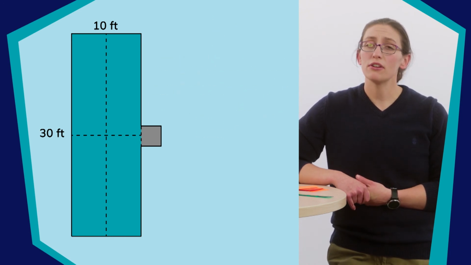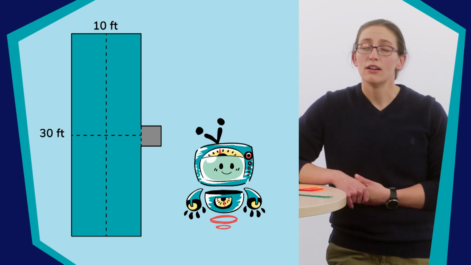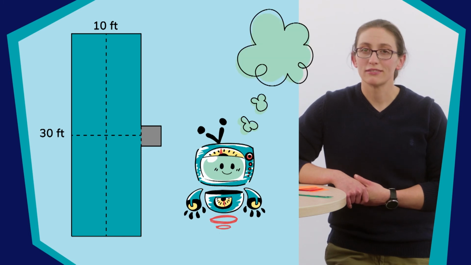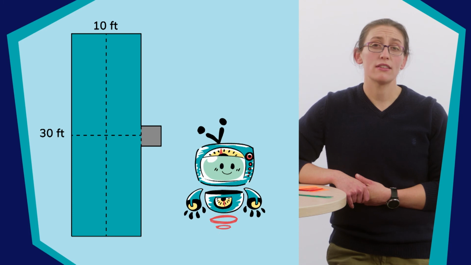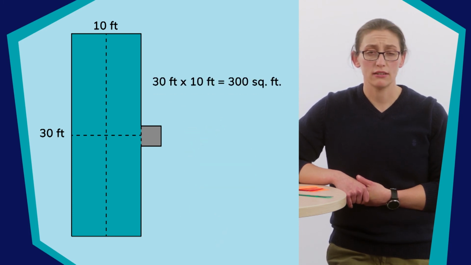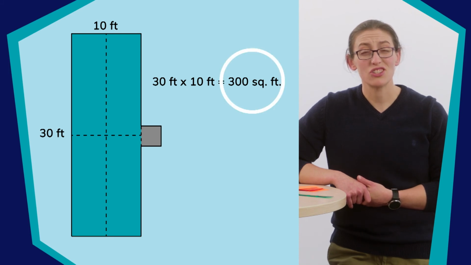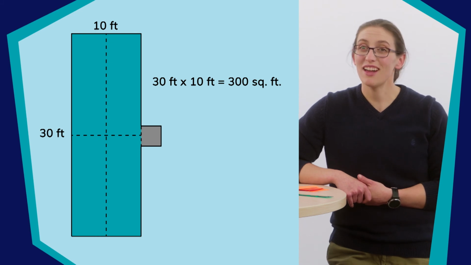So we've got 30 feet by 10 feet. This looks a whole lot like the powers of 10 we talked about before. Anyway, we know that we can multiply the side lengths to find the area. So 30 times 10 equals 300. Our new area is 300 square feet. Whoa, that's a lot bigger than what we had before.